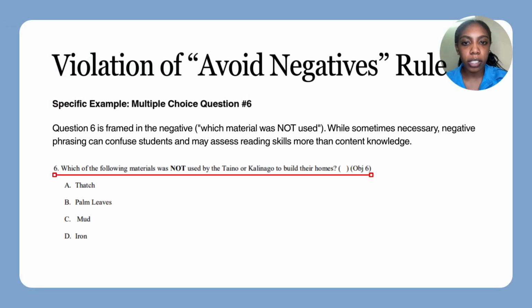Now looking at the violation of the avoid negatives rule, multiple choice question number 6 states, which of the following material was not used by the Taino or Kalinago to build their homes. So question 6 is framed in the negative. While sometimes necessary, negative phrasing can confuse students and may assess reading skills more than content knowledge.